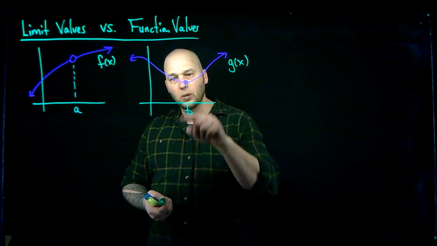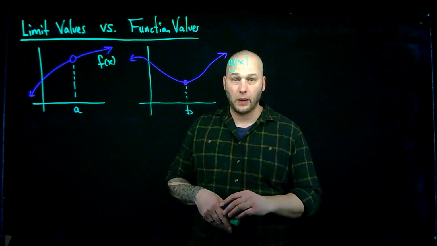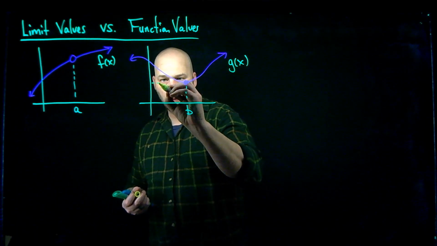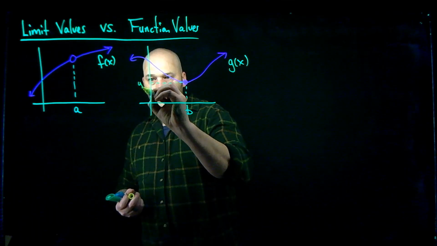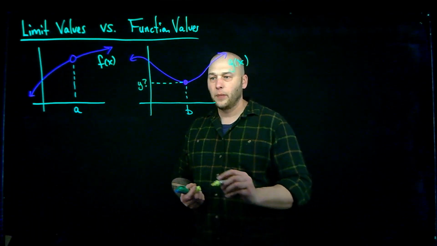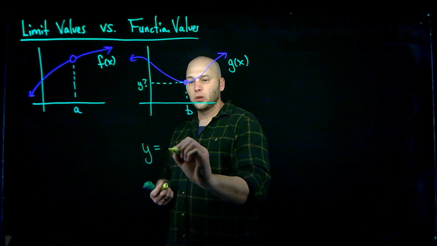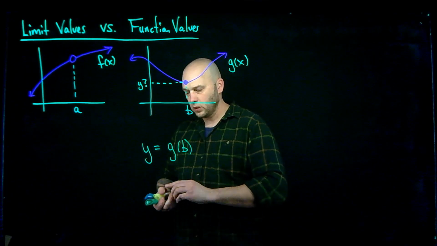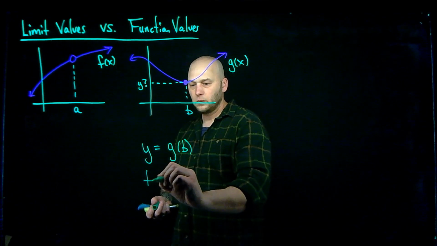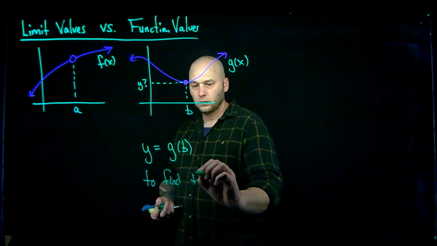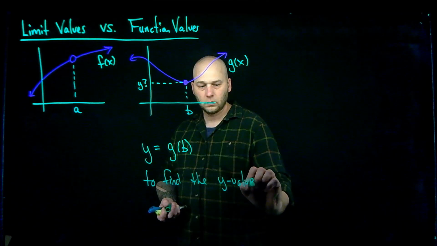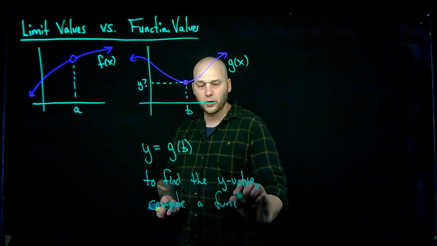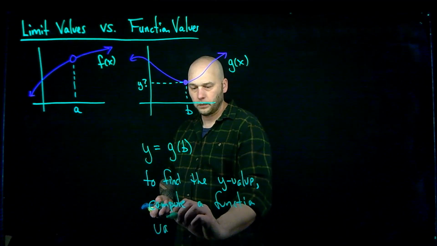If I wanted to compute the y value corresponding to that point, right? So I want to compute this corresponding y value. So what is the y value there? The y value is equal to the function value g evaluated at b. So in other words, to find the y value, you're going to compute a function value. Okay?